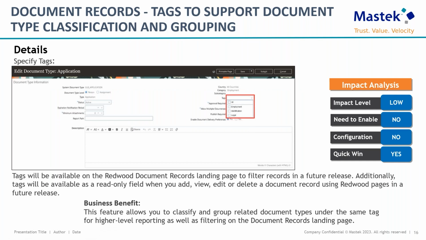Tags will be available on the Redwood document records landing page to filter records in a further release. Additionally, tags will be available as a read-only field when you add, view, edit, or delete a document record using Redwood pages in a future release. Business benefit of this feature is it allows you to classify and group related document types under the same tag for higher level reporting as well as filtering the document records on the landing page.